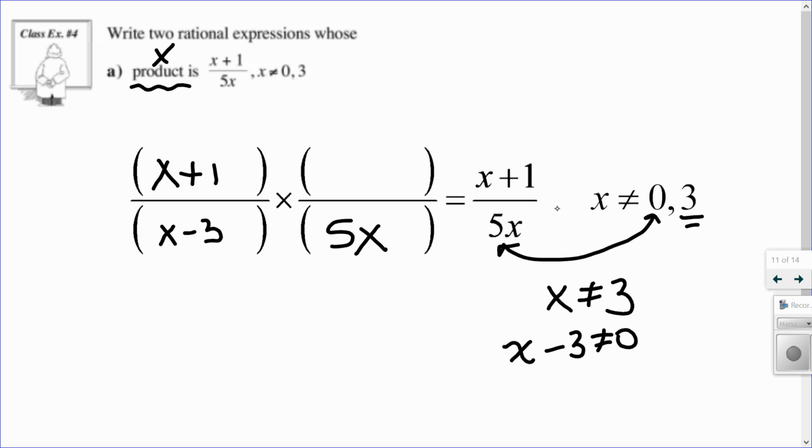But the answer doesn't have an x minus 3, and the reason is because it had to have been canceled before I got that answer. So this is in lowest terms. If there's an x minus 3 in the denominator, there must be an x minus 3 in the numerator to simplify it to that point. So this would be one possible example.